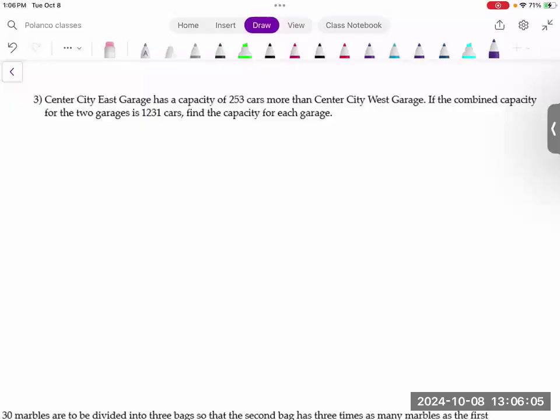Okay, let's do this one again, guys. So we have two garages, the east and the west, and we said the east is bigger, right? So we're gonna call this one X and this one X plus 253. Are we okay with this? And then what will happen if we add them up together?